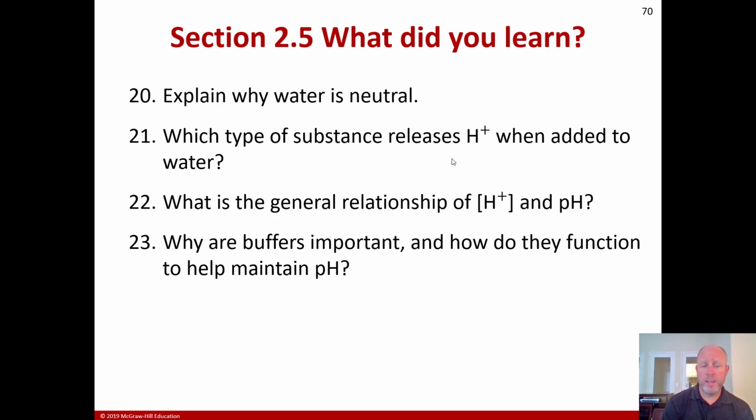Why are buffers important? How do they function? They help maintain pH. A buffer will either add hydrogen ions, releasing them, in order to bring something more toward acid, or it will accept them as opposed to donating them if we're trying to move it more toward a base. And that is section 5. Only one more section for the short term before we go to the remainder of chapter 2.